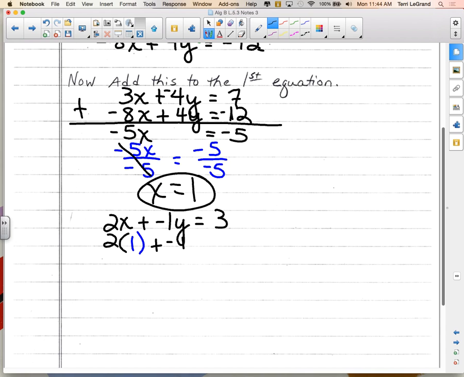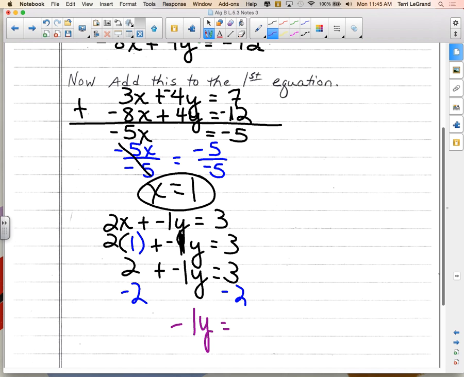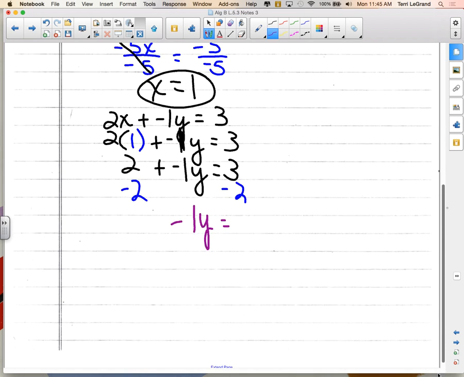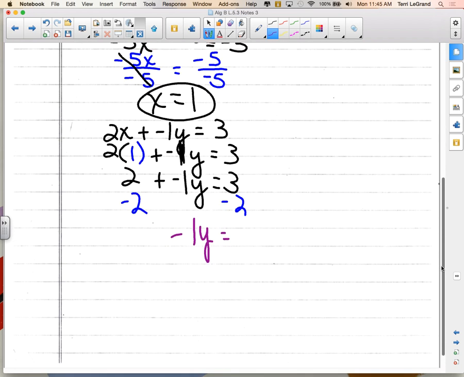and our -1y equals 3. So we have 2 plus -1y equals 3. This is a 1 in here, by the way. When we subtract 2 from both sides, we get -1y equals what? Anybody doing this one with me? 1y. 1? Just a 1? Okay, we done? No. What do we have to do? We have to divide both sides by that -1.